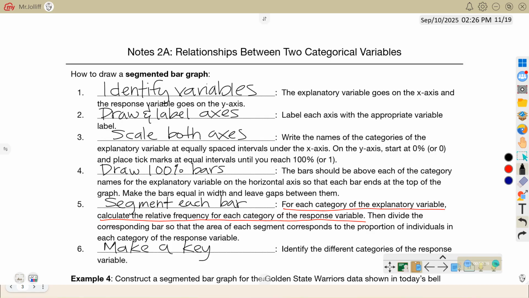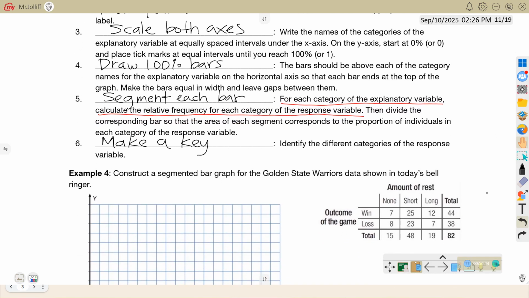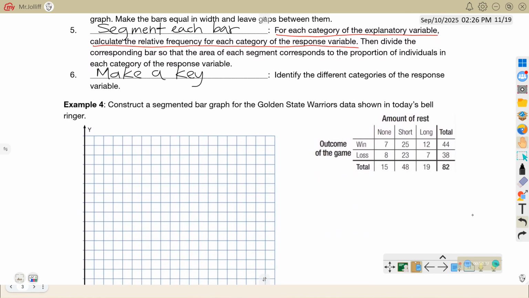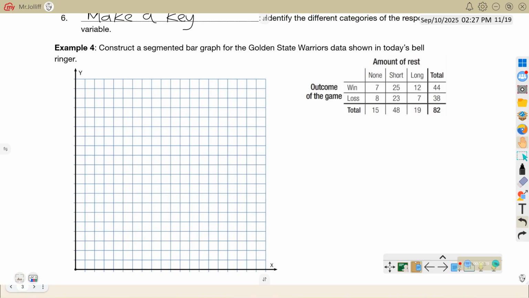Okay, let's do an example. All right, so this data here is the data from the Golden State Warriors question that we saw during our bell ringer, where we looked at the percentage of wins and losses as a function of how much rest they got before the game. None, 1 day, more than 1 day. We need to decide on our explanatory and our response variables for step 1.